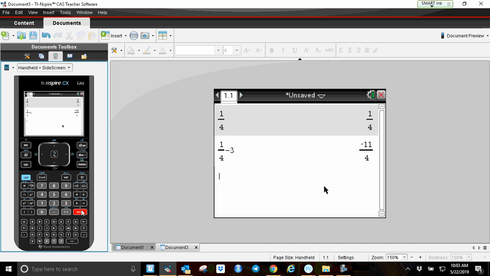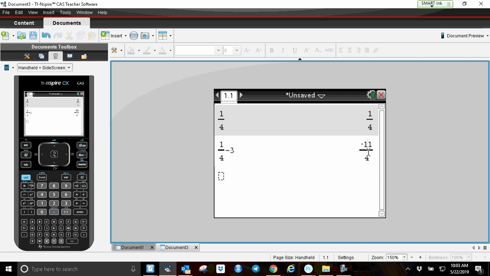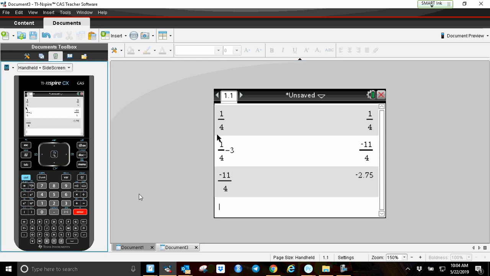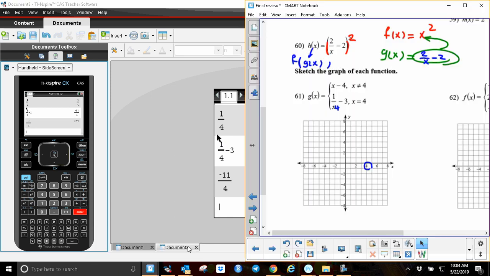Negative 7 over. Go ahead and do control divide, control enter to get decimal, negative 275. So right there, when it's 4.